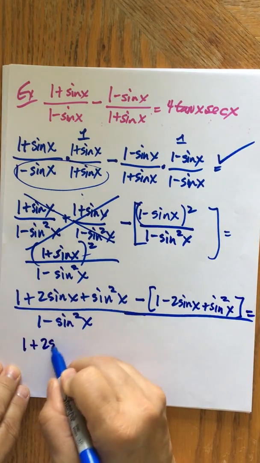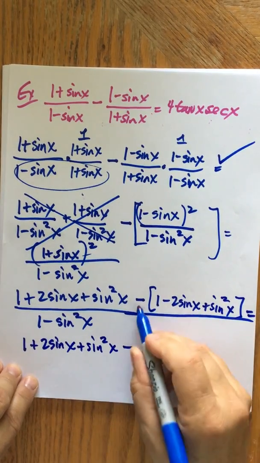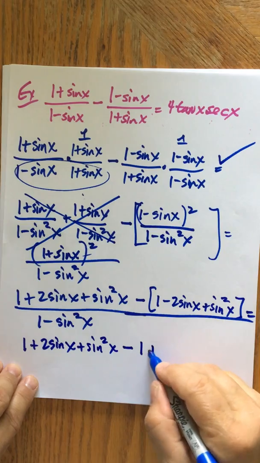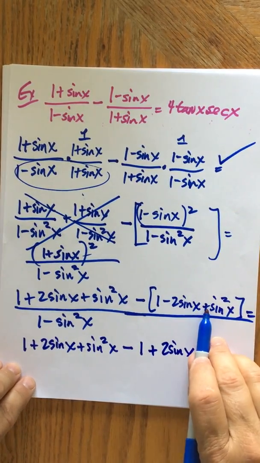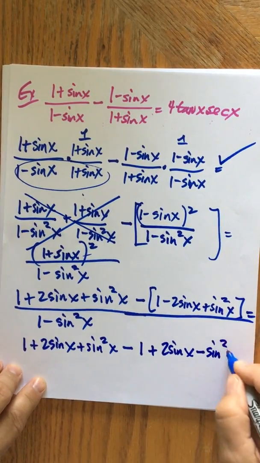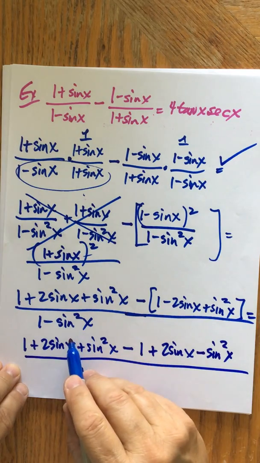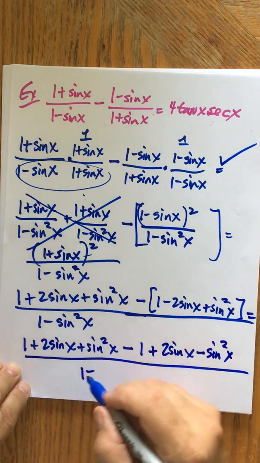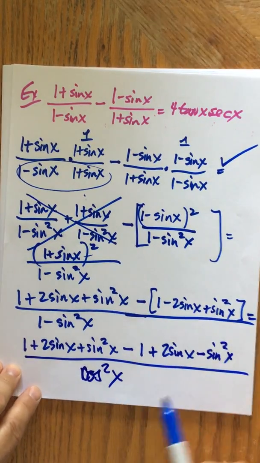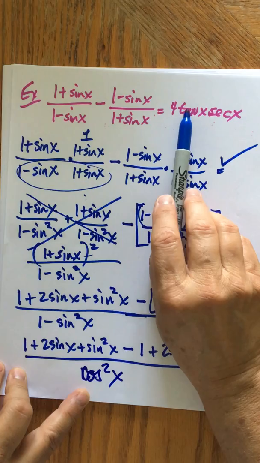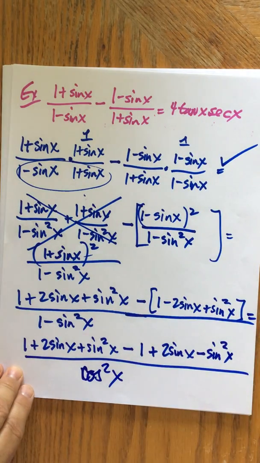1 plus 2 sine x plus sine squared x minus 1, minus the minus is plus 2 sine x, minus times a positive is a minus sine squared x, all over 1 minus sine squared x, which we probably can go into cosine squared. Let's just say cosine squared already. Go ahead and change it out there. The only reason I'm doing that is I can see that I'm looking for tangent, which is sine over cosine, and this is over cosine, so that's why I'm heading that way.